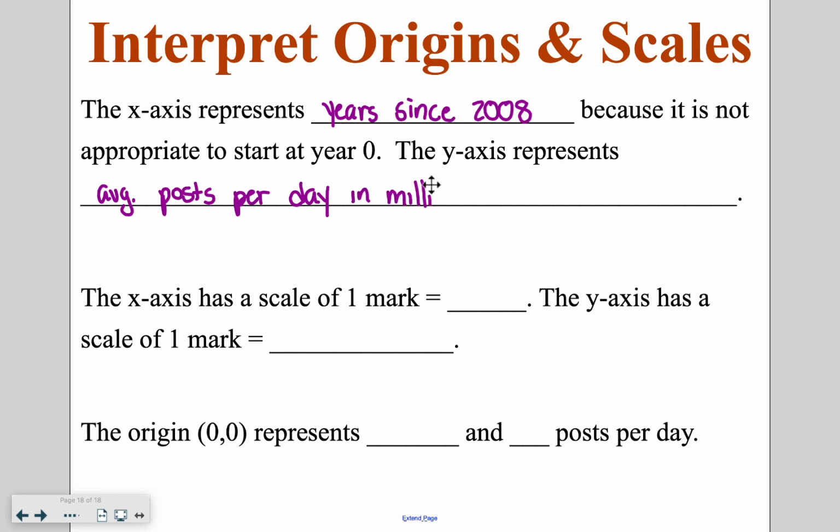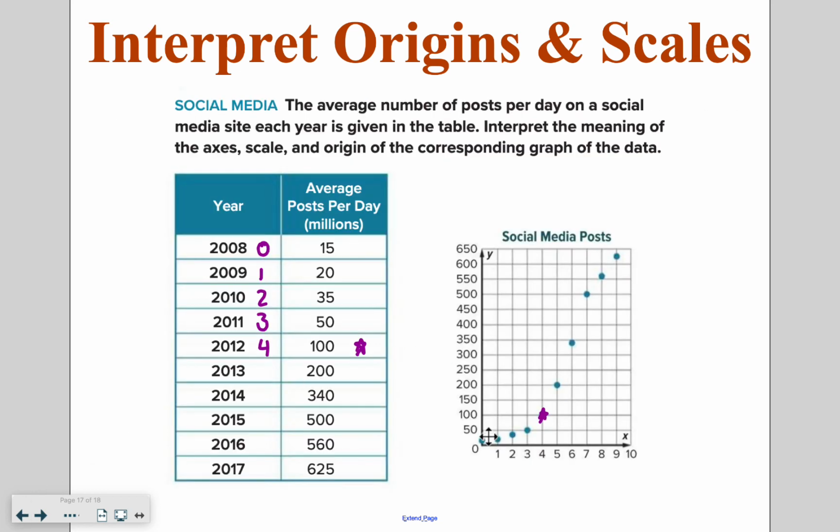So it's not just when I look at the graph that in 2008 there was 15 posts. It means in 2008, there was 15 million posts. So we want to make sure we include that million value there.